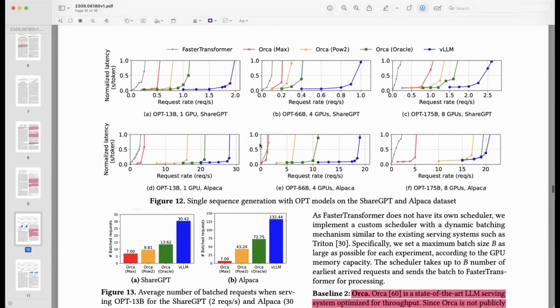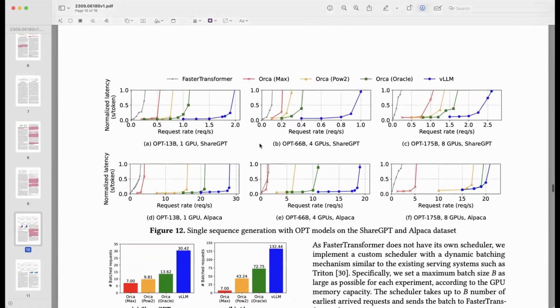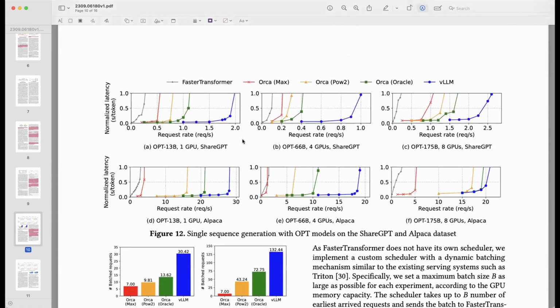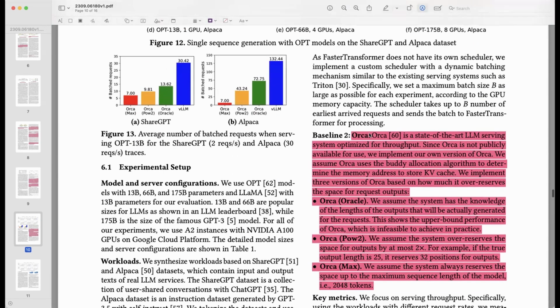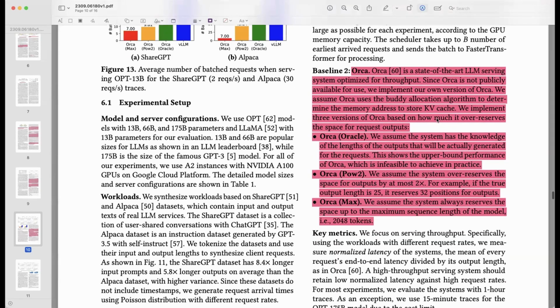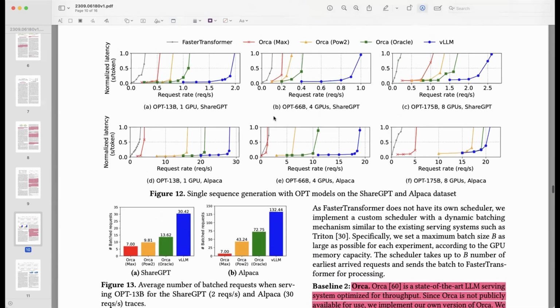Okay, so we are at the evaluation. These are the different Orca implementations they have. They implemented their own version of Orca. The Oracle one has no internal fragmentation, only external fragmentation, to allocate as much as needed, and max is where they allocate the maximum token length supported by the model.